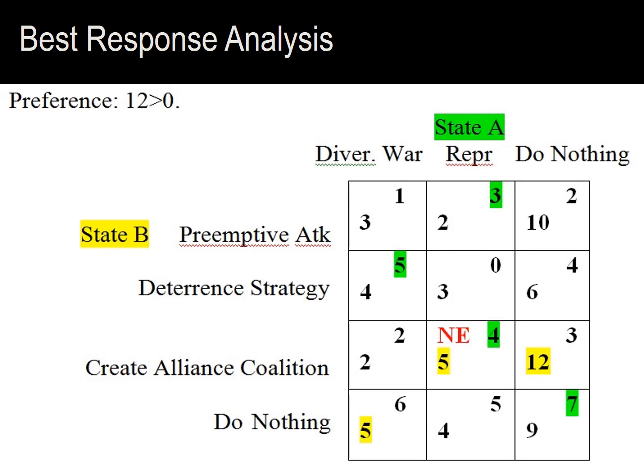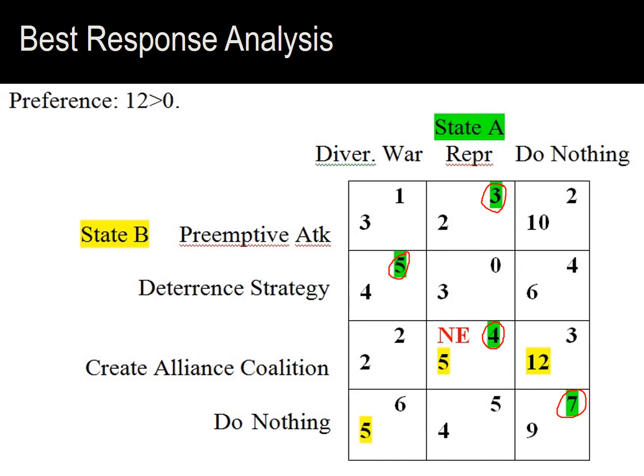So let's look for state A's choices. For state B's preemptive attack, 3 is the best choice for state A. Among the deterrent strategy row for state A, the highest value payoff is a 5. For the create alliance coalition row for state A, we have a choice of 4. And for state B's do nothing row, the highest payoff is a 7 here. So we can see those values have been isolated.